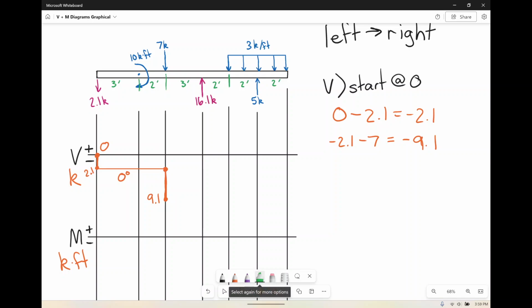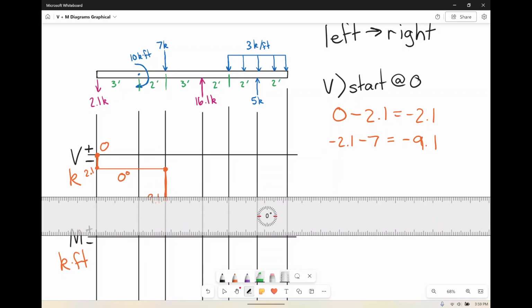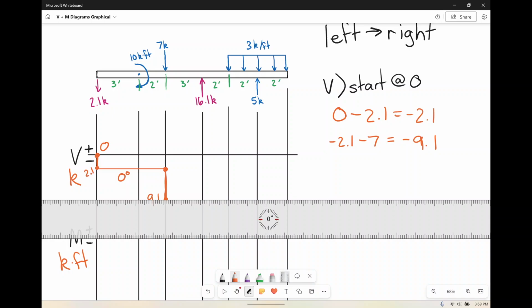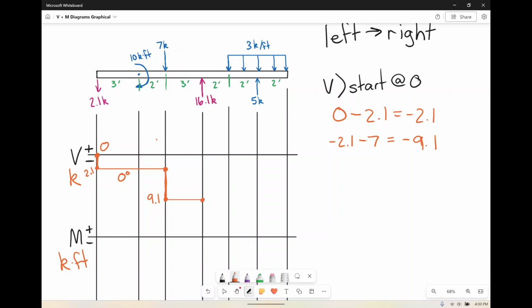Then what? Nothing's happening, nothing's happening, nothing's happening. We hit this line. So let's draw it out. We've got nothing happening until this line. What's happening at this line? Well, we're starting at negative 9.1, and we want to add, because arrow go up, 16.1. What is that going to give us? Positive 7. So, okay, all the way up here, we're going to go to positive 7.